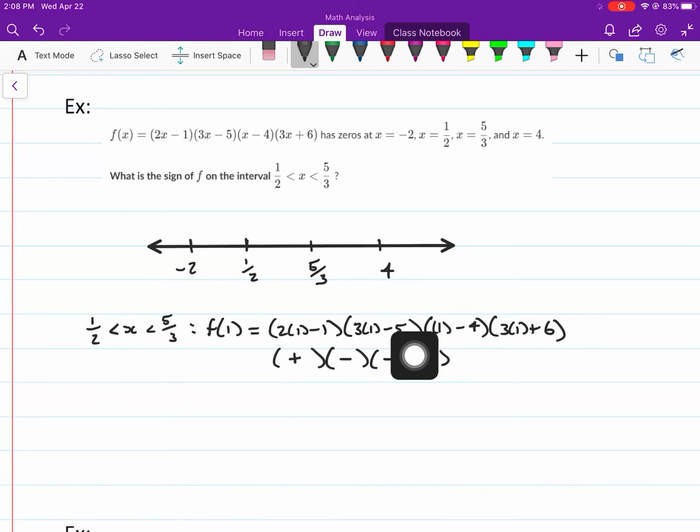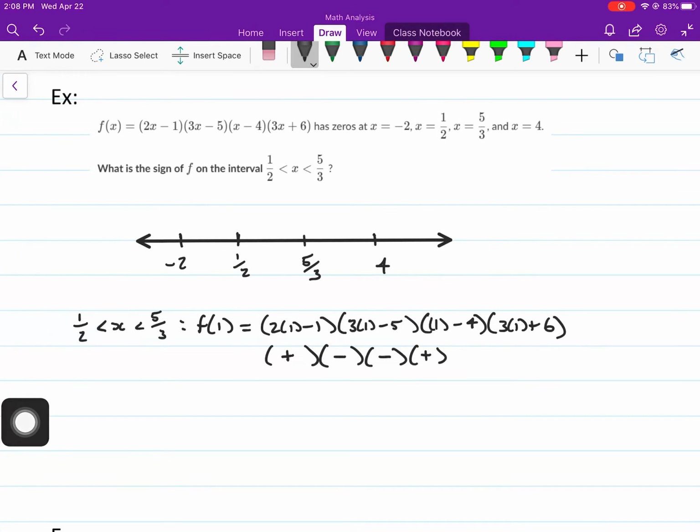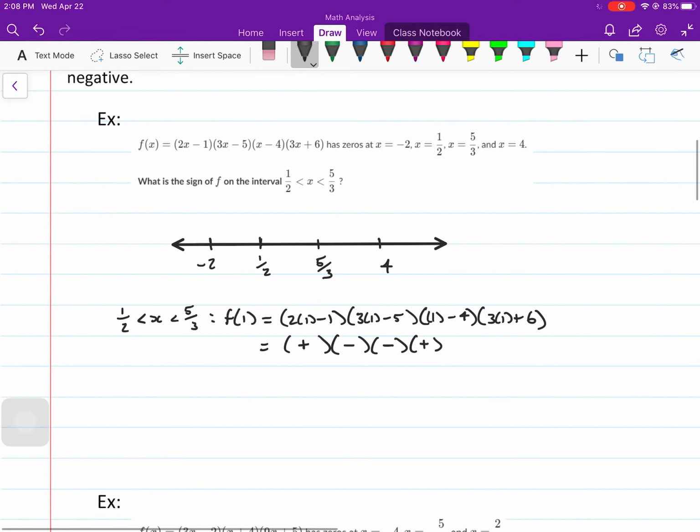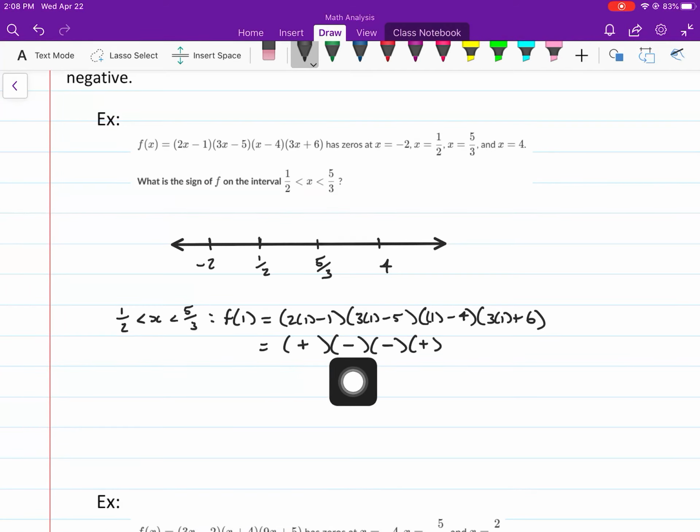So 2 minus 1 is positive. 3 minus 5 is negative. 1 minus 4 is negative. 3 plus 6 is positive. And that's what we're interested in, because from there, we're going to count up how many negatives we have. If it's an even number, then you know it's going to be positive. So right here, positive times a negative is negative, times a negative is positive, times a positive is positive. So that means on this interval between 1/2 and 5/3, it's going to be positive, meaning it's going to be above the x-axis.